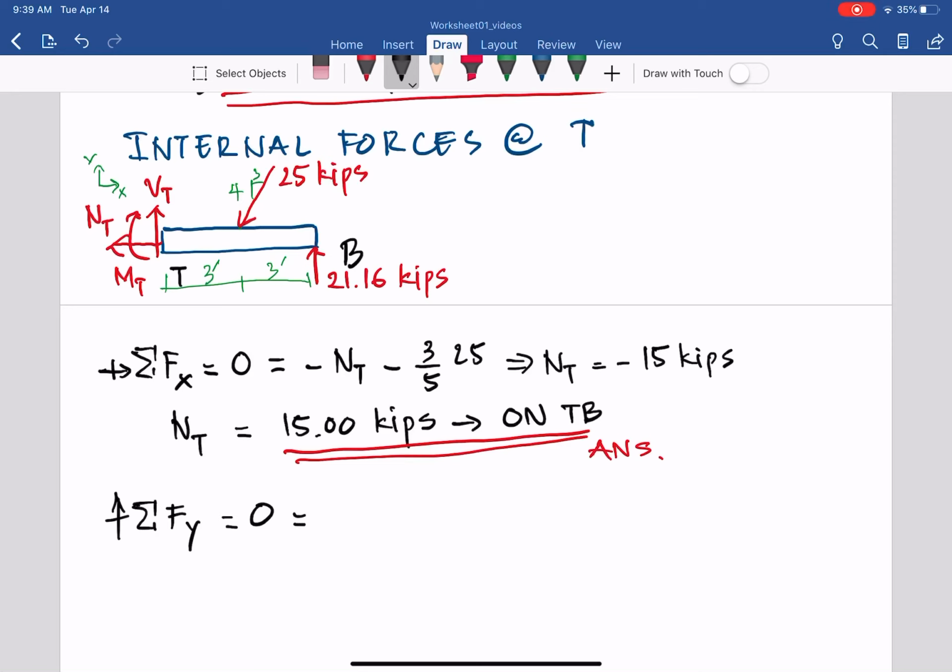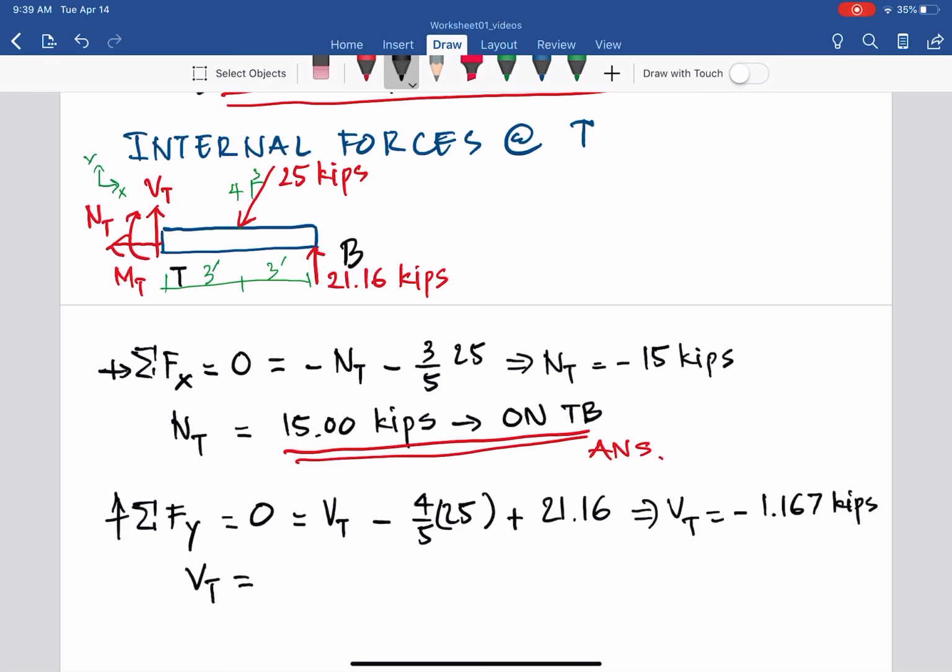So for sum of F_y equals 0, we have VT shear force at T, and then we have negative 4/5 times 25 kips plus 21.16, and from that we will get VT a negative number. So from here VT is negative 1.167 kips. What does that mean? VT is opposite to our assumed direction. We assumed it goes up, so it now goes down, 1.167 kips going down on TB.